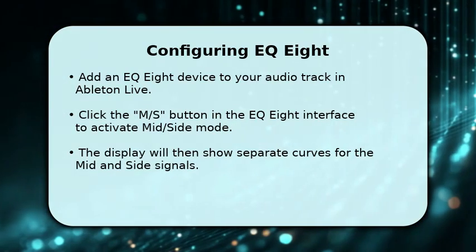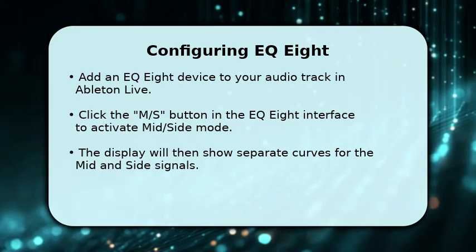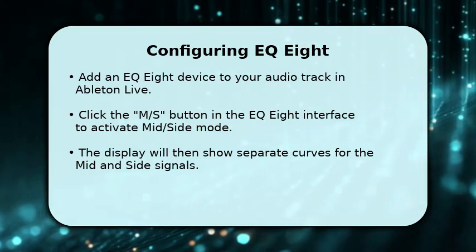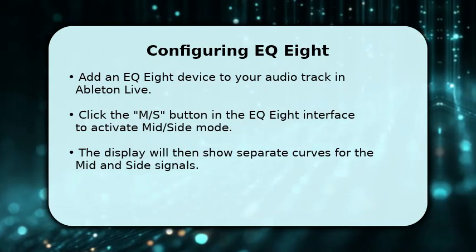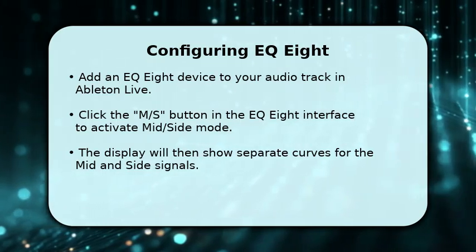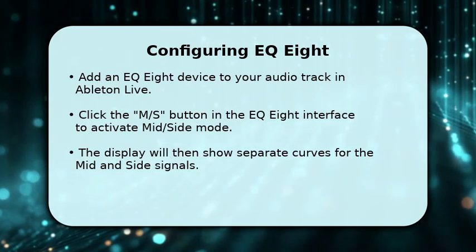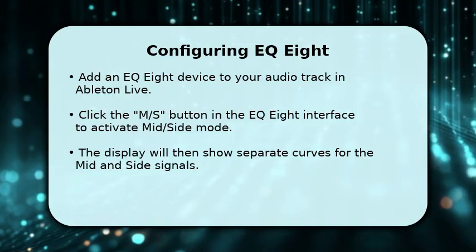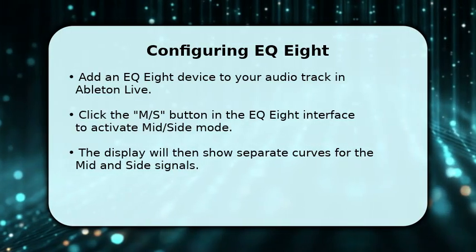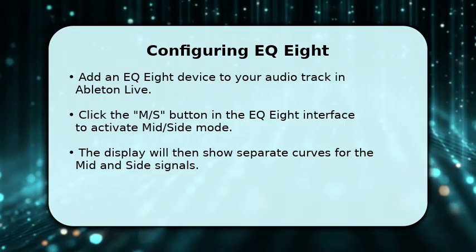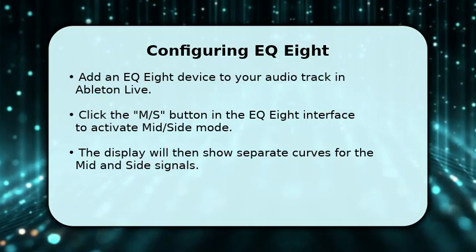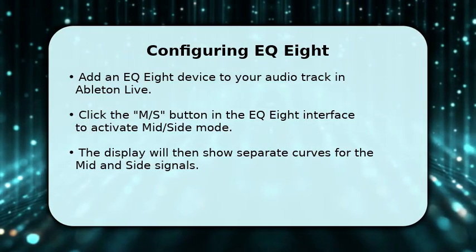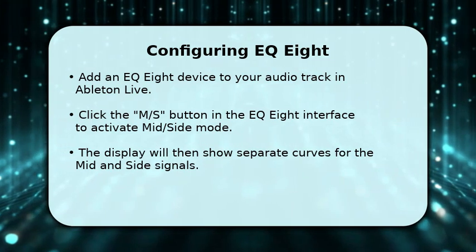To begin, simply add an EQ8 device to any audio track in your Ableton Live project. Once the EQ8 is open, locate and click the M/S button, which stands for mid/side. This immediately transforms the EQ into mid/side mode. You will notice the display now shows two distinct curves, one for the mid signal and one for the side signal, allowing you to apply separate equalization adjustments to each. It's a straightforward setup, taking only a few seconds.